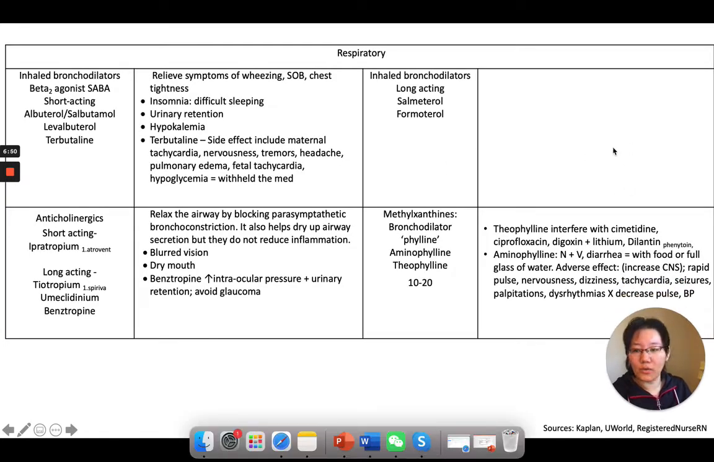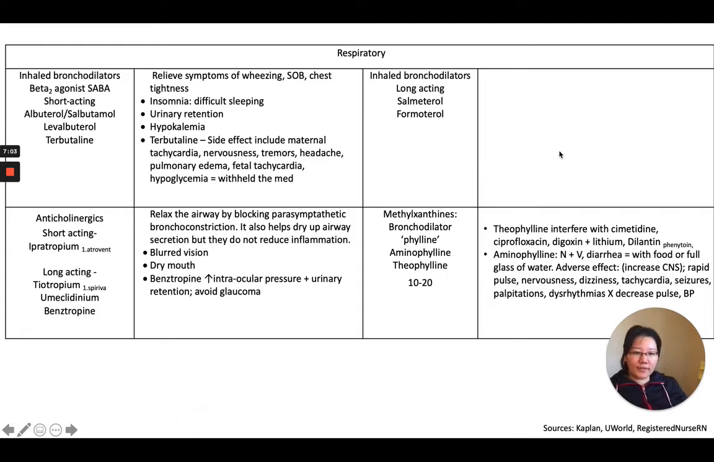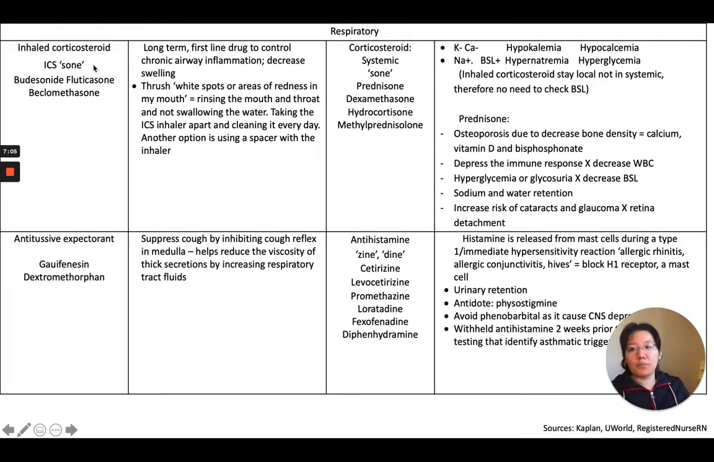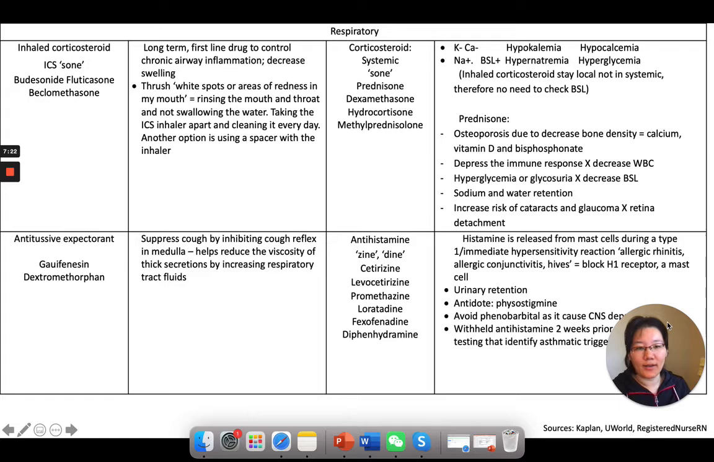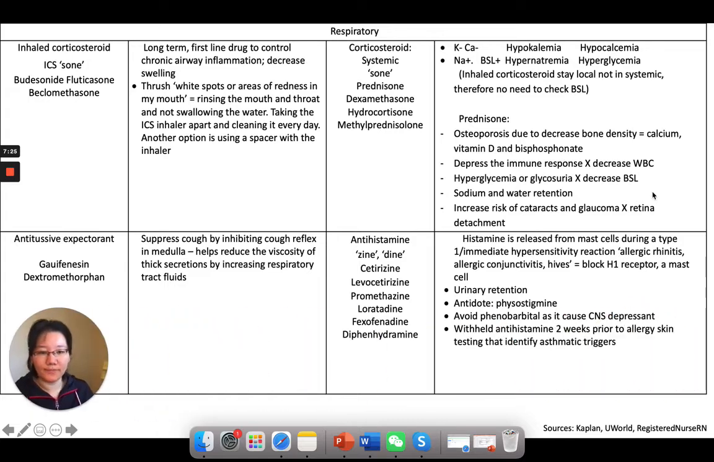Respiratory here, we're talking about bronchodilators. And then again, what does it do to the symptoms? And then the side effects and adverse effects we need to know. Respiratory inhaled corticosteroids and systemic corticosteroids, a bit of definition, and then what we need to know about side effects and adverse effects. You can also add management and treatment to those adverse effects.